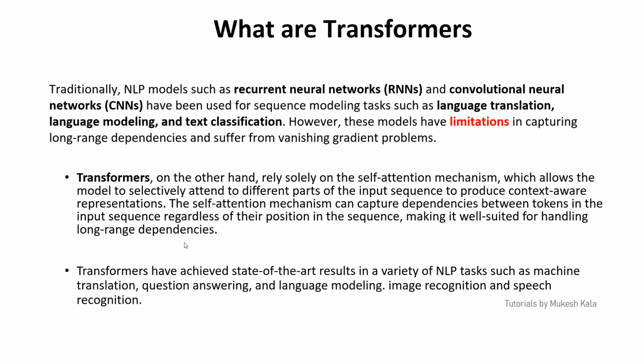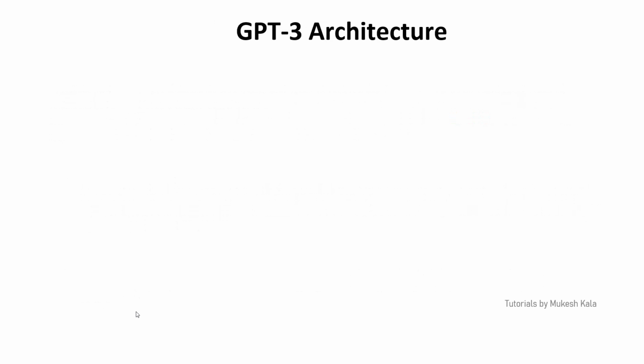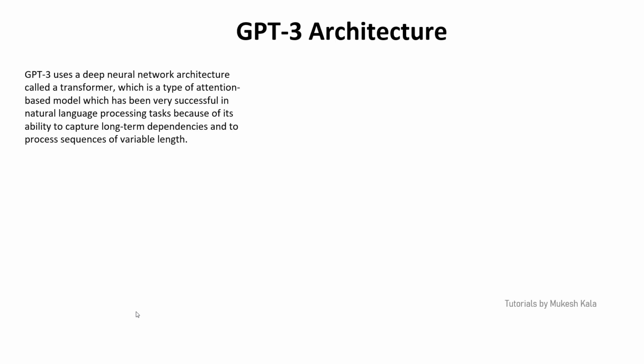The other thing, Transformers have achieved state-of-the-art results in a variety of NLP tasks such as translation, question answering, language modeling, image recognition, and speech recognition as well, right? And GPT-3 uses transformers. So in GPT, the T stands for transformers, and this is what the transformer does. It solves your traditional challenges with the RNN and the CNN models, right? Now talking about the architecture, what exactly is the architecture of the GPT-3?